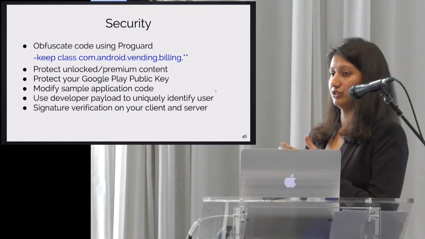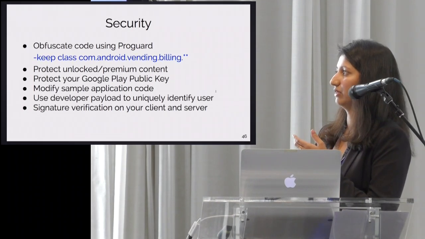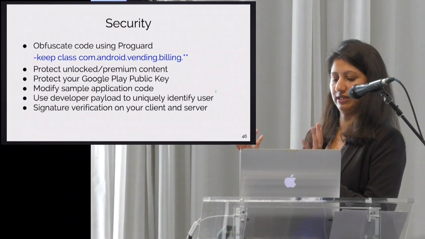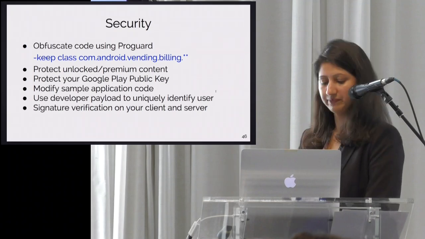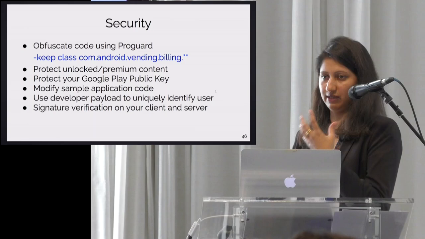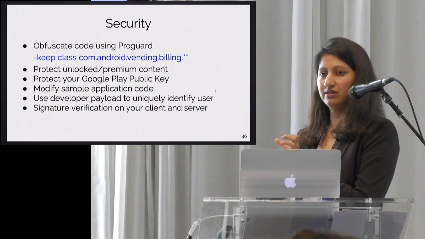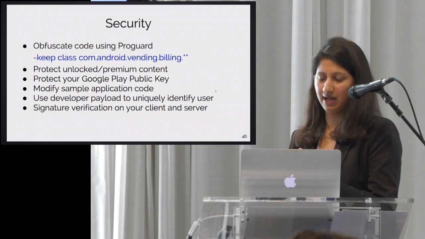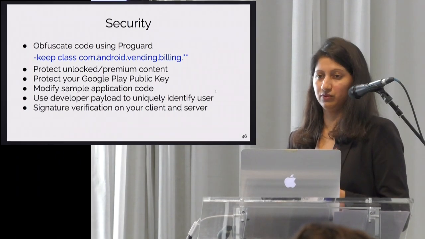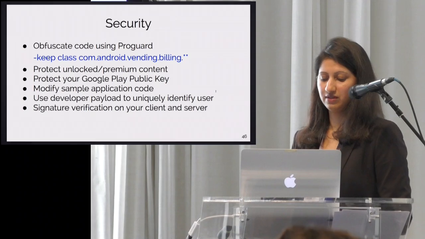Modify the sample application code. Since you don't have a library or anything, you're just using a bunch of Java classes that Google provides, make sure you modify it. Use a developer payload. This is a developer payload that is set by you, the developer. So if you're sending in a string, Google should return that same string back, which means that there's no middleman trying to do something fraudulent with your purchases.